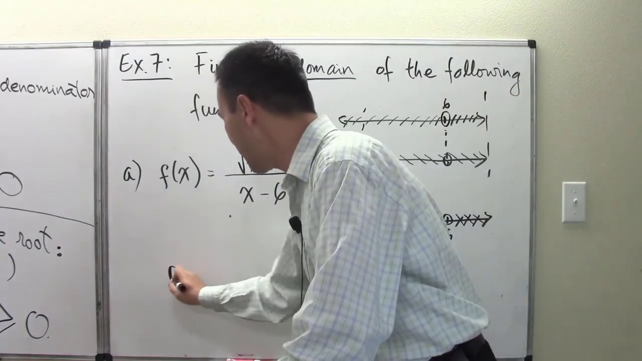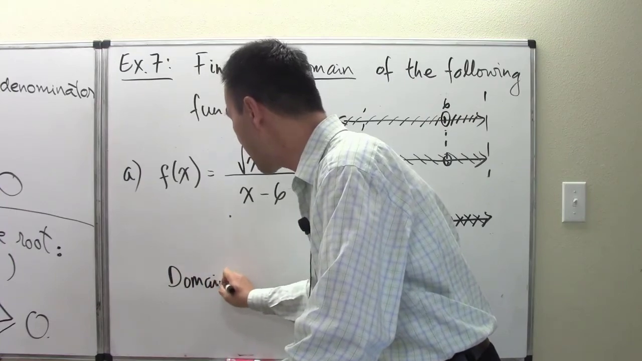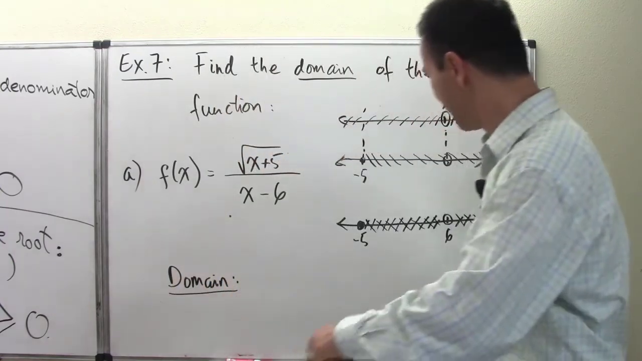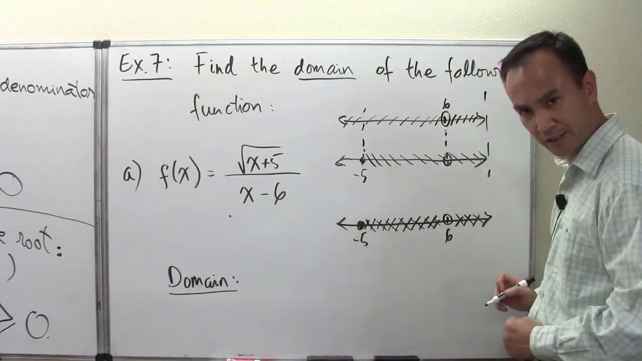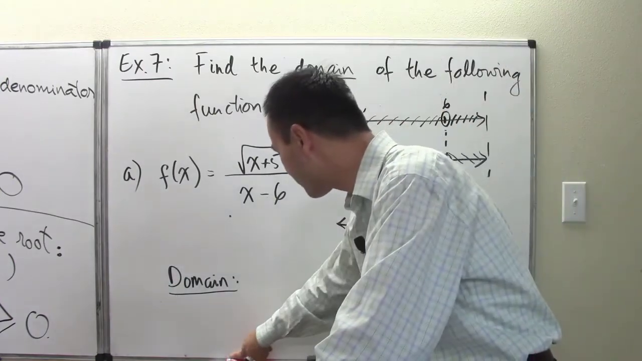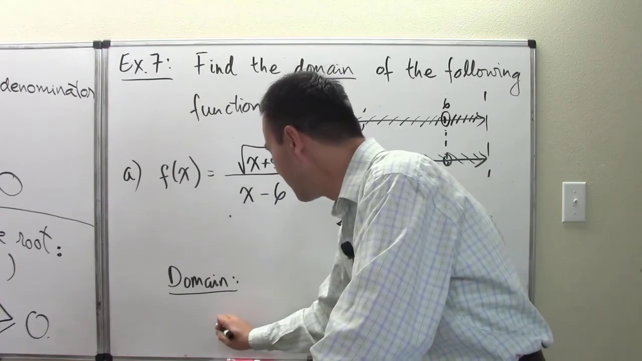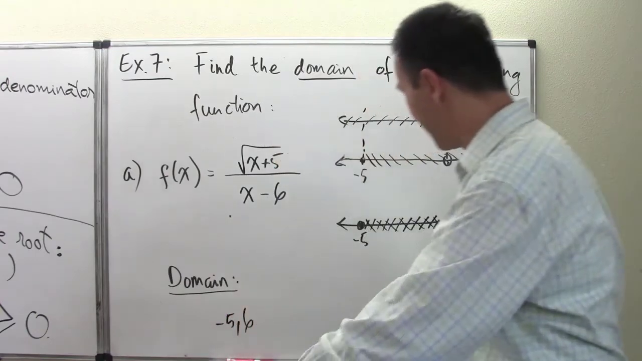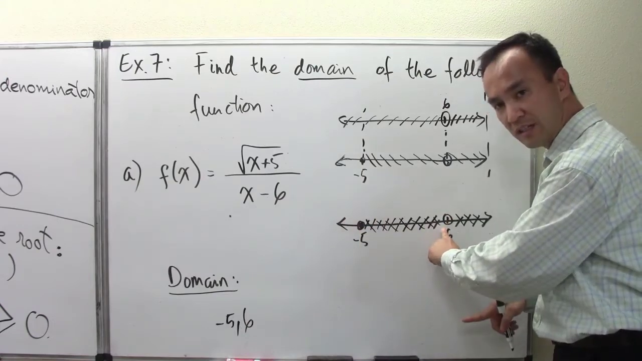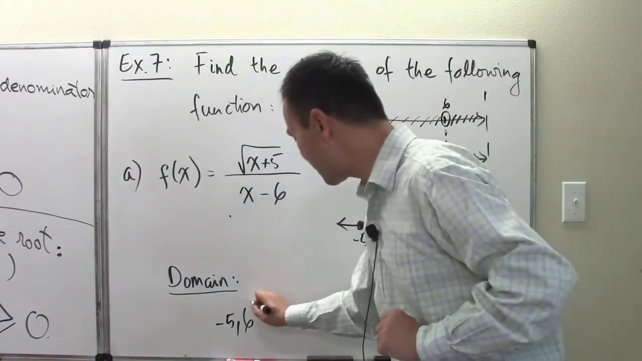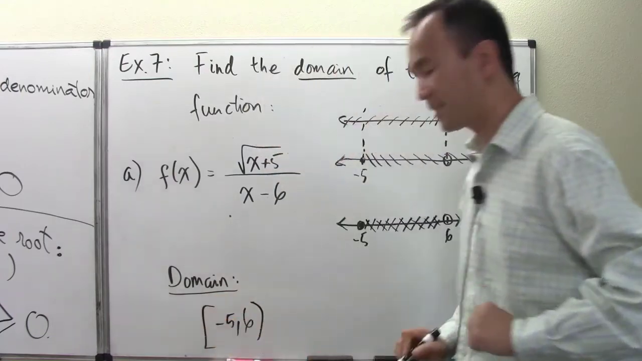Now, after seeing that final combined graph right here, I'm going to make my final conclusion for the domain of this function. One interval I have is from anywhere between negative 5 and 6, clearly. I will include negative 5, and I'm not going to include positive 6. So it's parentheses here and that.